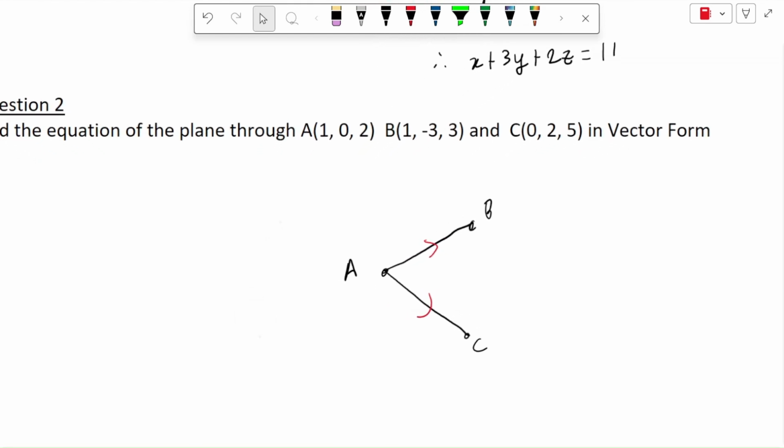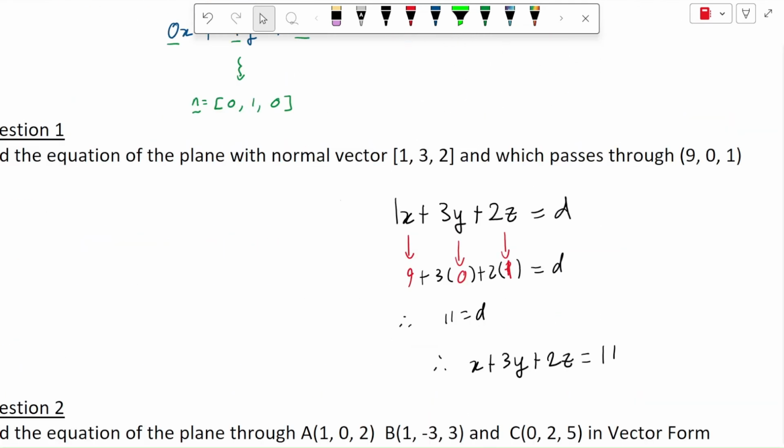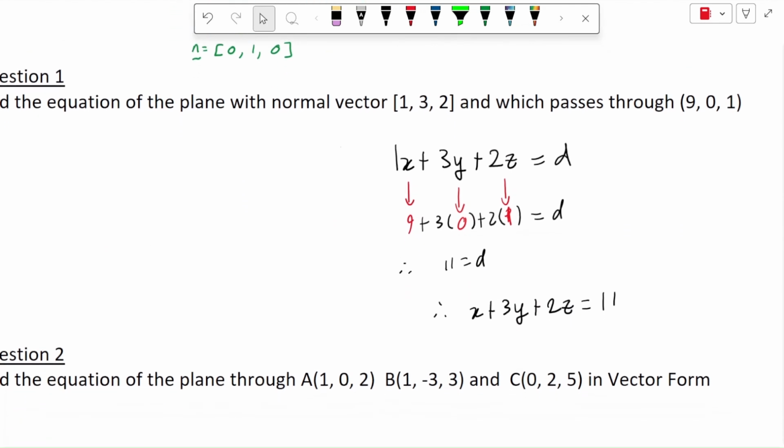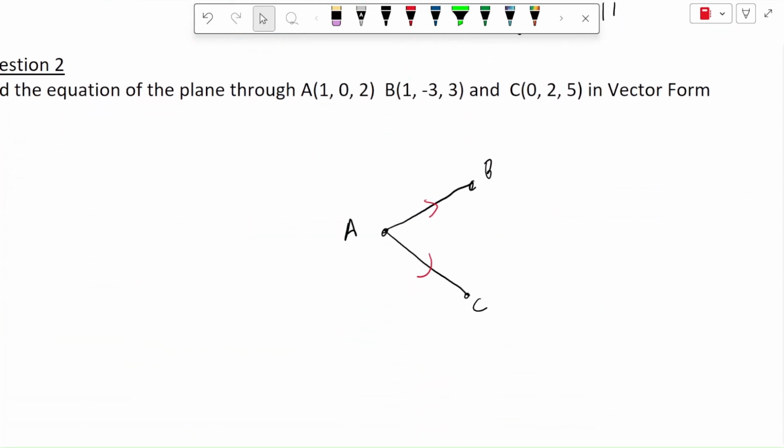Vector form is easier to find, but it tends to be used a little bit less than Cartesian form. But it is important to know both methods. Just more often than not, when you're asked for a plane equation, they want it in Cartesian form. To get vector form, we need the position vector and two direction vectors of the plane. Really important that those direction vectors are not parallel to each other, but apart from that, we should be all good.